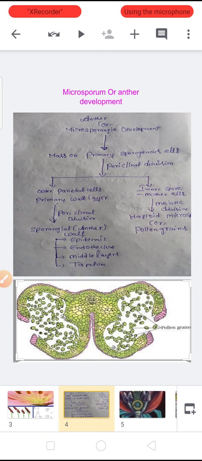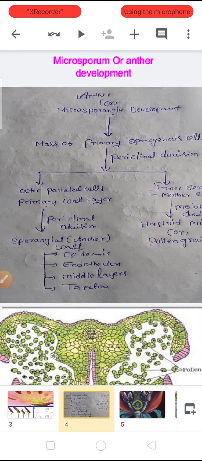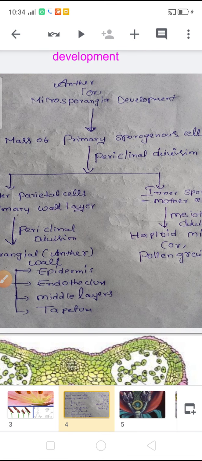Next, before going to discuss the structure of anther, we have to know about anther development or microsporangium development. Microsporangium development starts from a mass of primary sporogenous cells.